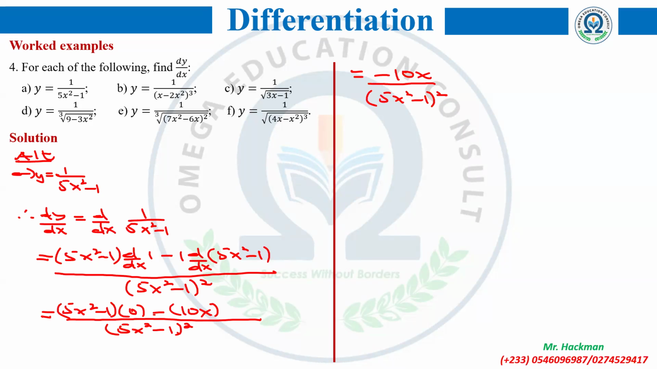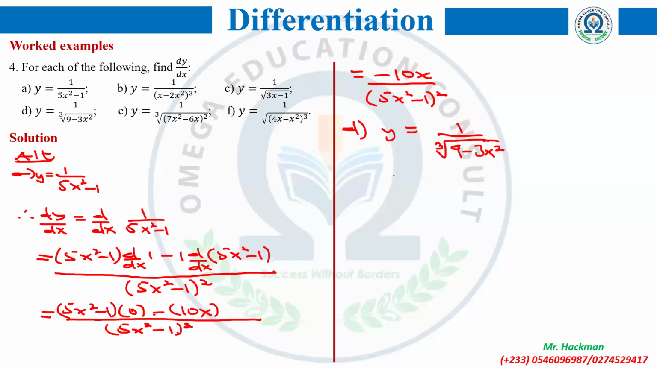Okay, so we are going to look at D again from the composite function perspective. What do we have? y is equal to 1 over the cube root of 9 minus 3x squared.